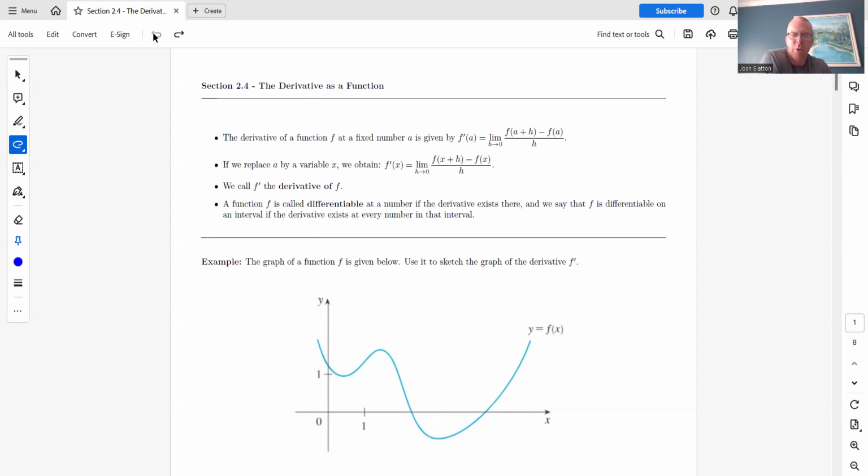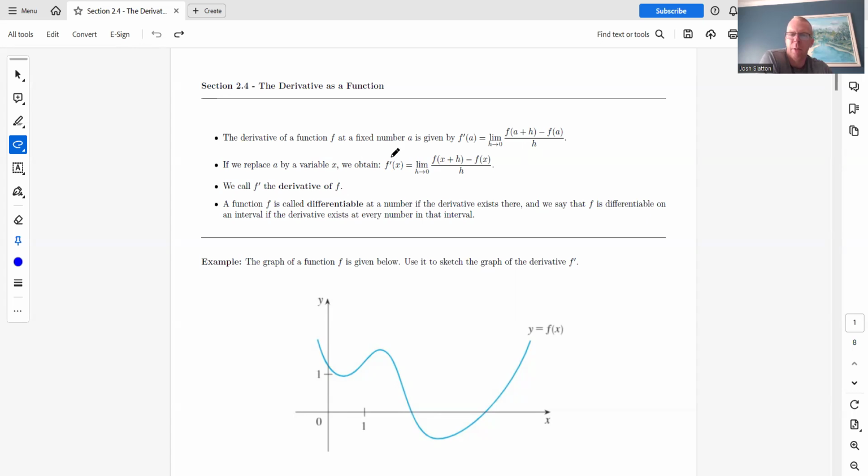We can look at the average rate of change over an interval, and then we can shrink that interval down to where we're just looking at a particular point. And so this formula here, the derivative of a function at a fixed number a, is given by this formula. And of course, this is the difference quotient. We take the limit as h goes to 0.